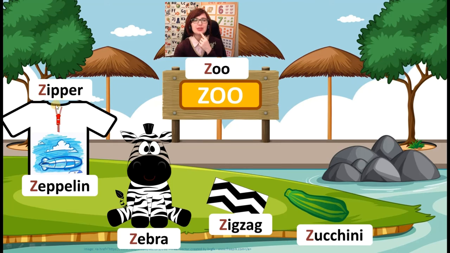Zipper, zipper. Zeppelin, zeppelin. Zoo, zoo. Zebra, zebra. Zigzag, zigzag. Zucchini, zucchini. Yes, very well done. Excellent.